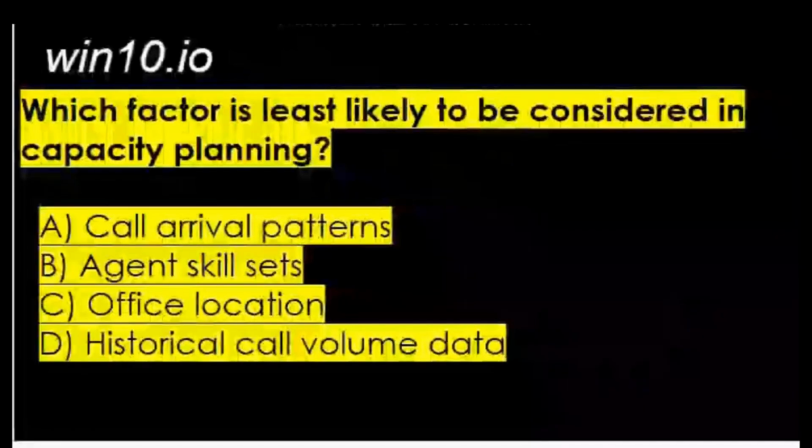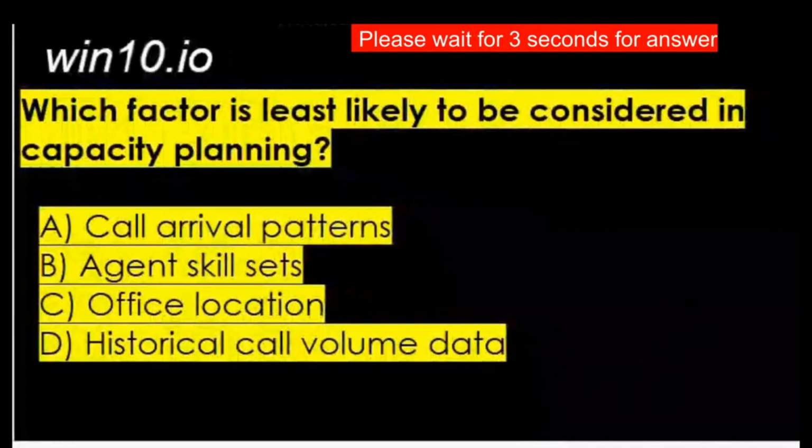So the first question we have, which factor is least likely to be considered in capacity planning? The options: A, call arrival patterns. Option B, agent skill sets. Option C, office location. Option D, historical call volume data. I would be providing answers along with the question, so please think for 3 seconds what could be the correct answer for this question. If you know the answer, please mention in the comment section.